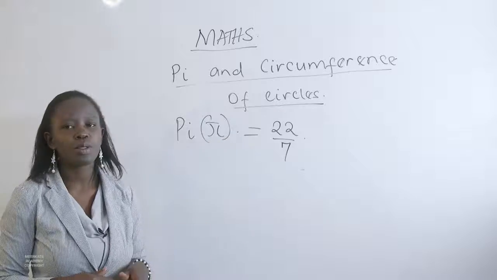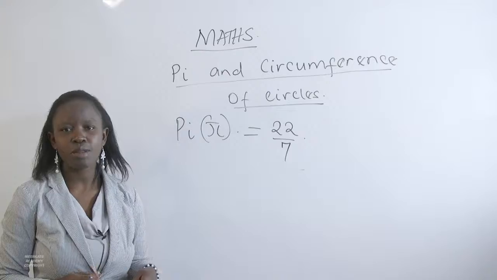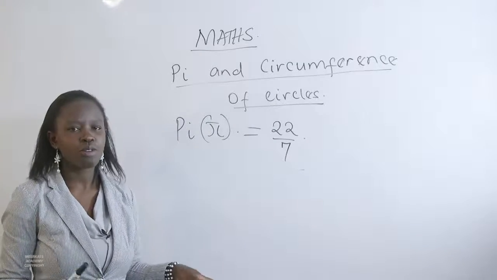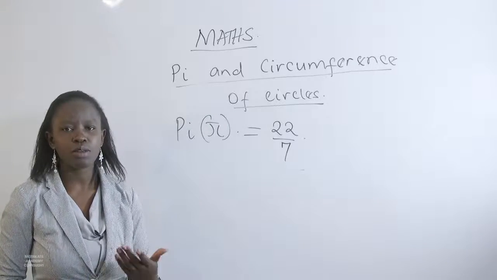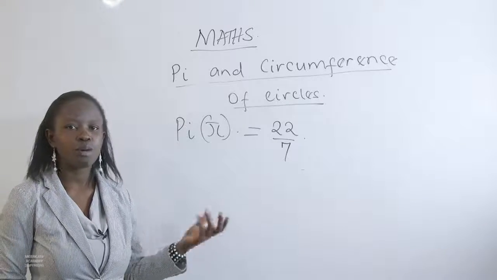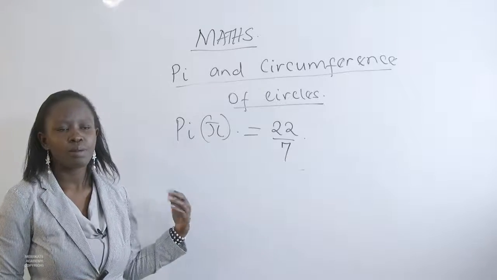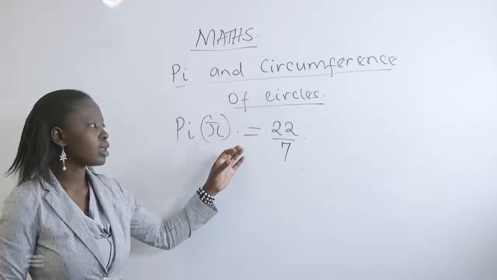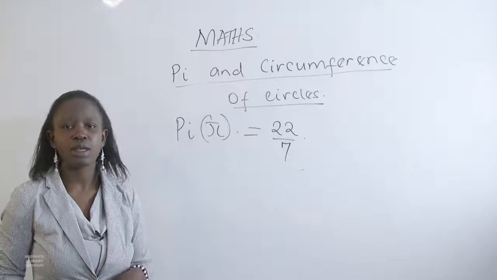And from the calculation, we discover that our pi is approximately 3. We've looked at several cases, and we've seen that the Egyptians had 3 point something, and from the Chinese we also have 3 point something. From all the other calculations we've done, we discover that pi is approximately 3.